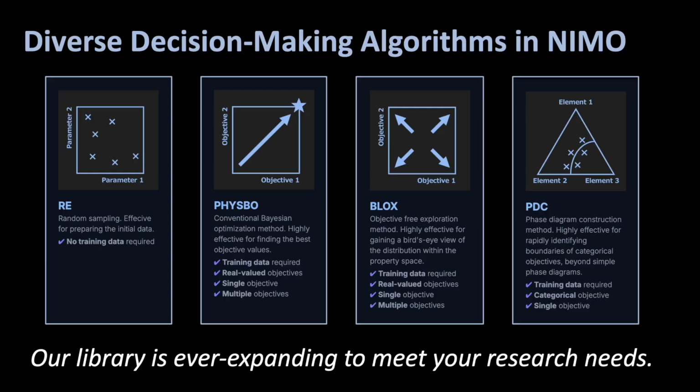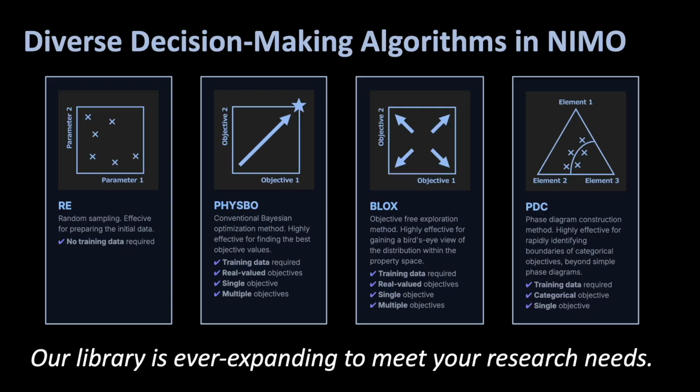Third one is blocks. If your goal is not just finding a single best point, but understanding the entire map of your property space, choose blocks. It focuses on exploring the diversity of materials, which is incredibly useful for discovering new chemical trends or identifying the limits of a material system.